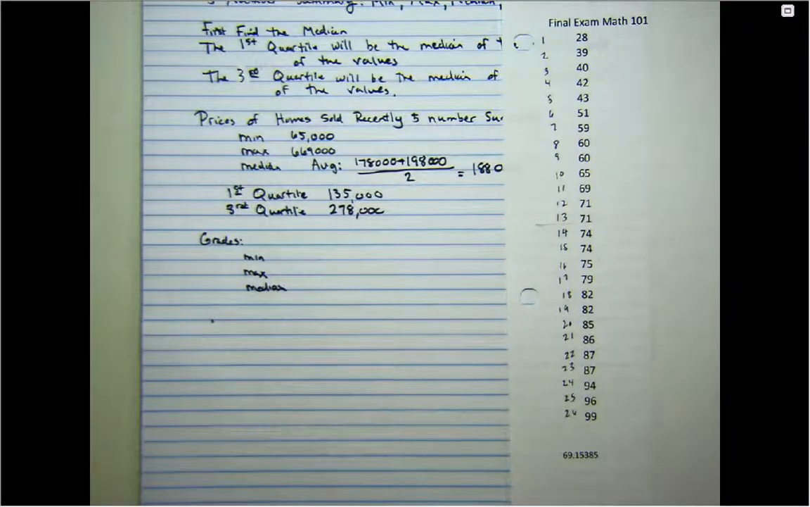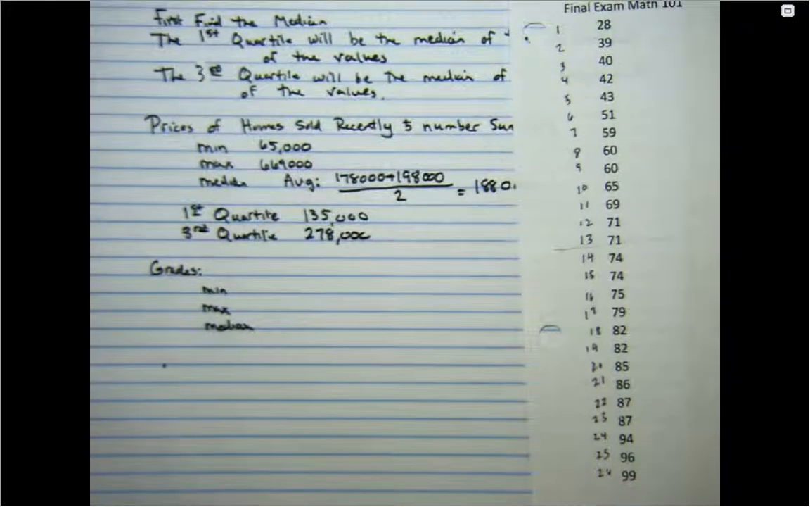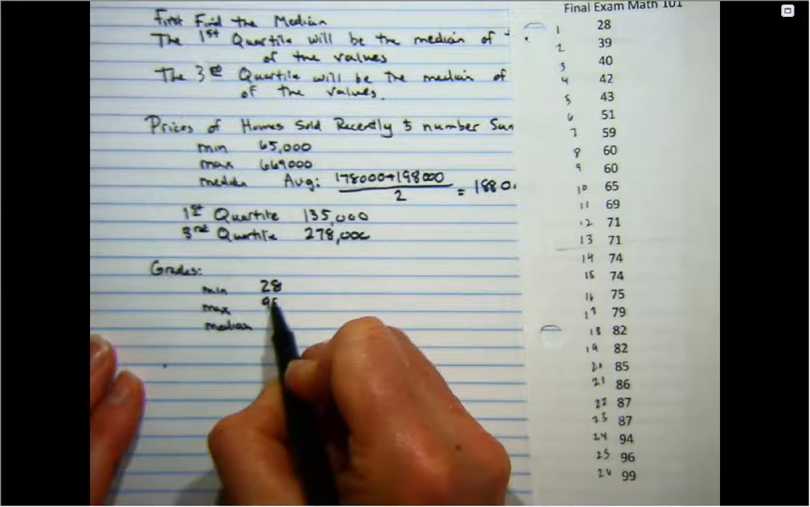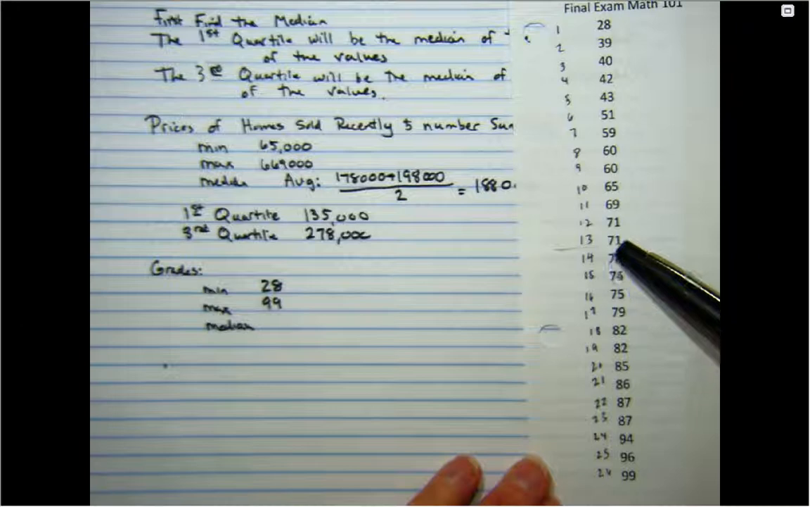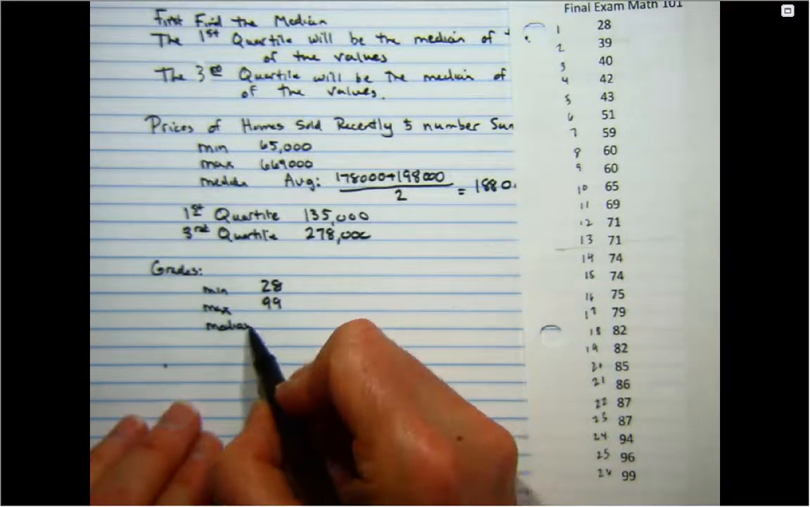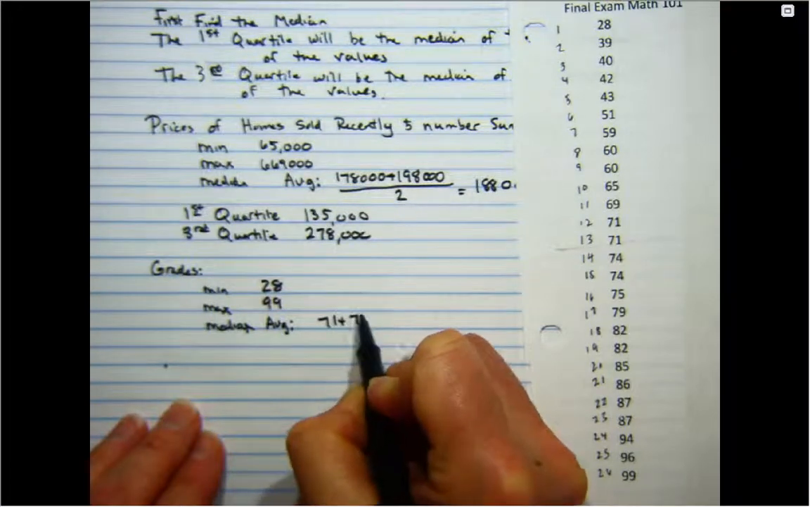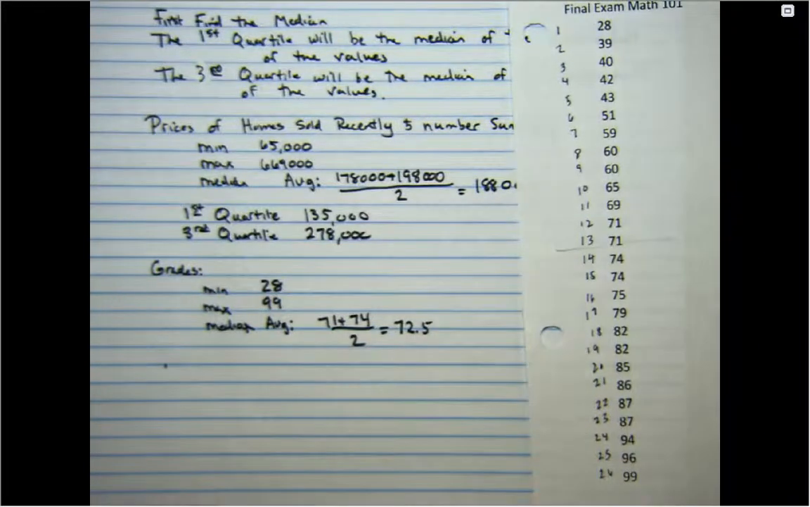So for the grades, we have the min, the max, and the median. The minimum's the smallest number, 28. Maximum's the largest, 99. And we figured out the median in class on Friday. We have an even number of data points, so we had to average the middle two. So we averaged the 71 and 74. When we did that, we got 72.5 for the median.